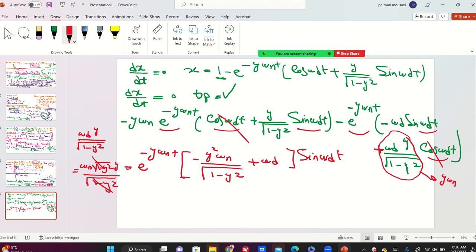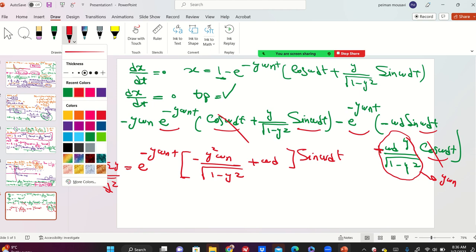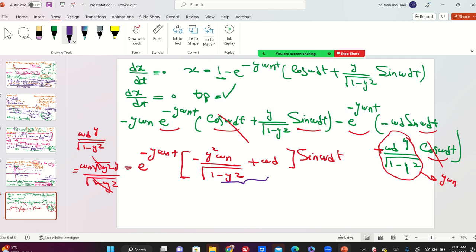So obviously this is a constant number. You can simplify it, guys, because this is a constant number. Minus zeta square omega n over the square root of 1 minus zeta square plus omega d is this. It's gonna be omega n again times the square root of 1 minus zeta square. Yes.